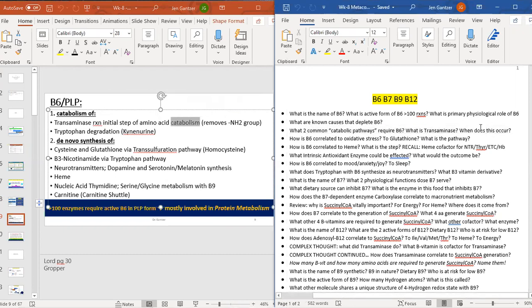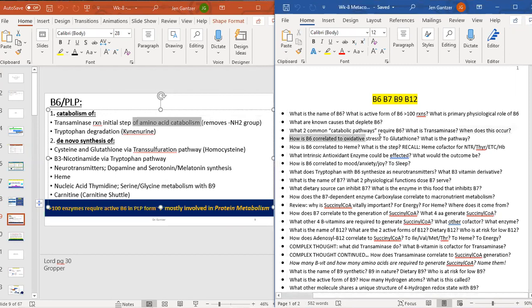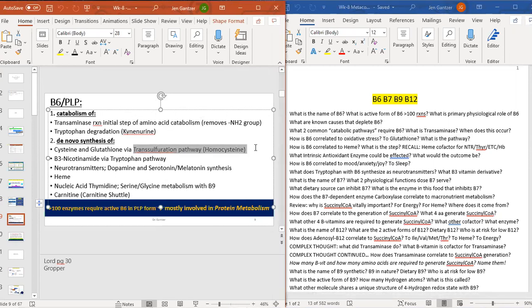Okay, so when does this occur? That occurs when we want to break down an amino acid, hence the first catabolic breakdown step. All right, so how is B6 correlated to oxidative stress, to glutathione, and what is the pathway? We're going to review this in more detail once we get into the second segment, so I'm just going to give you this clue. We're going to learn the pathway because the pathway is the transsulfuration pathway.